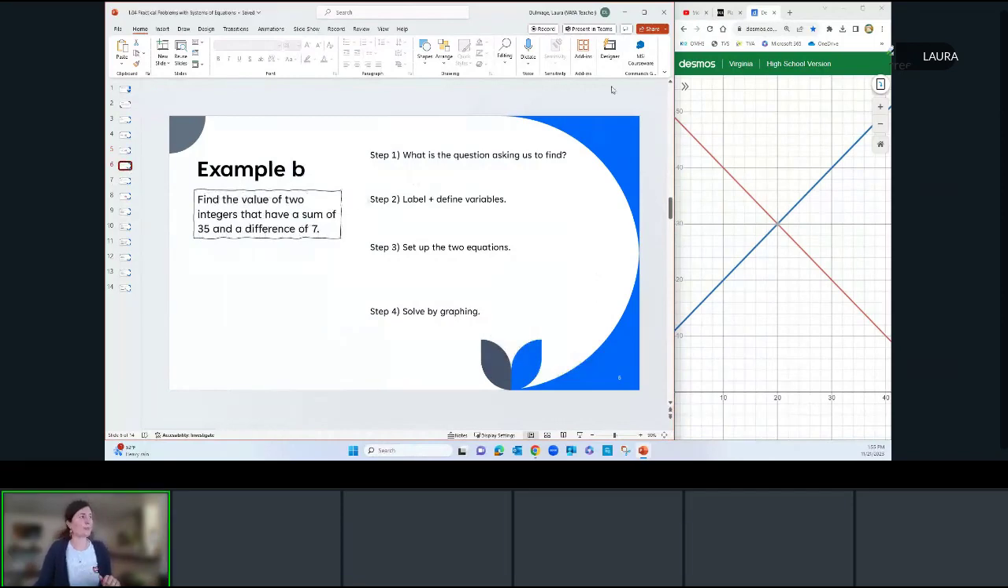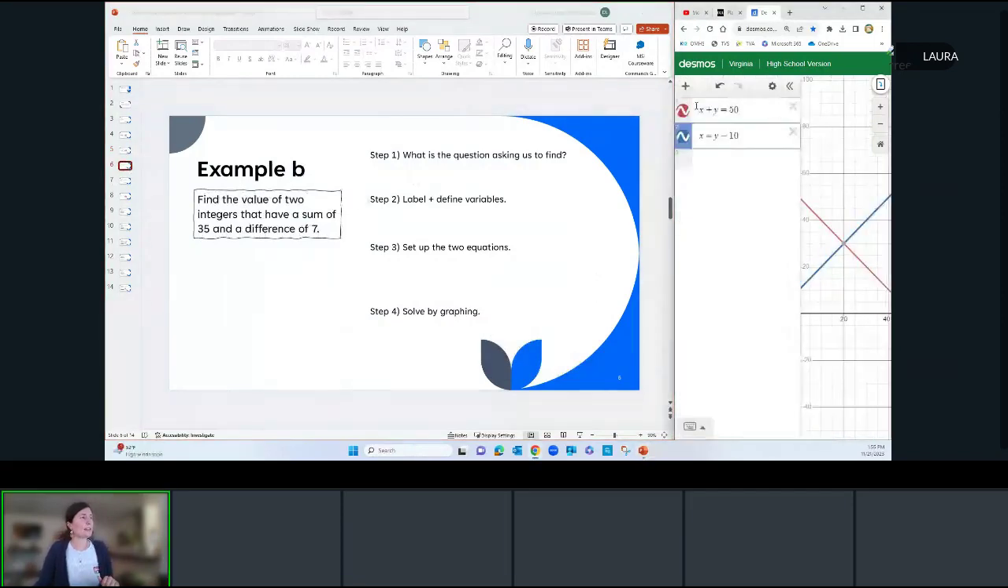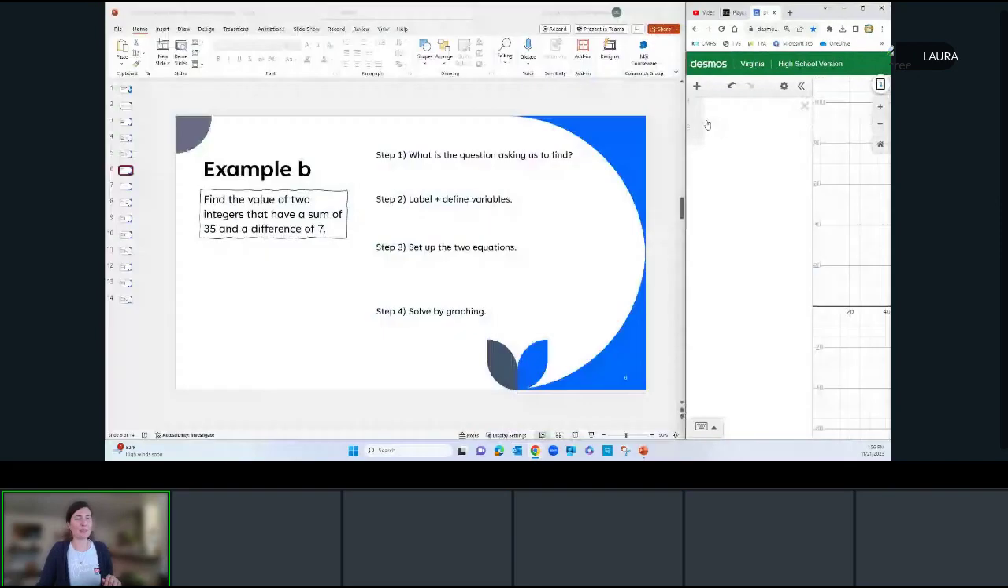Second example. We see here that we want to find, so this one's a little bit trickier. Kind of sounds like a riddle. Find the value of 2 integers that have a sum of 35 and a difference of 7. Find the value of two integers or two numbers. In this case, I'm being specific, integers, so no decimals or anything. They have a sum of 35 and a difference of 7.